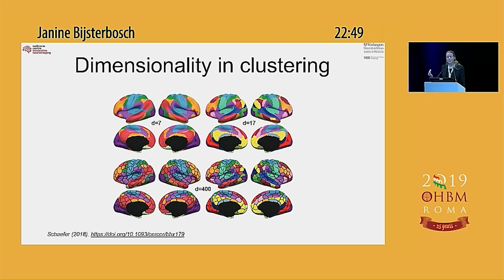Of course, you see the same thing when you use clustering techniques. So this is an example of clustering techniques going from 7 to 17 to a much higher dimensionality. And of course, again, you can see how the higher dimensionality maps onto the lower dimensionality.